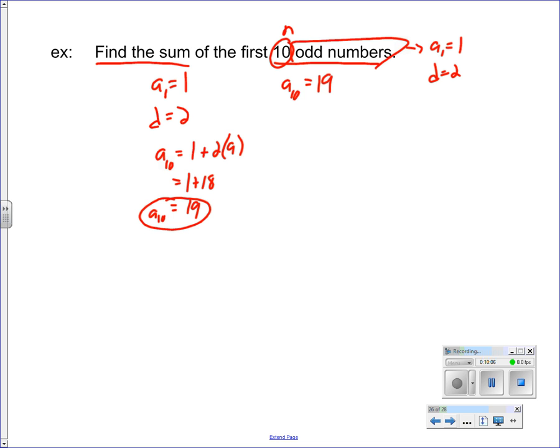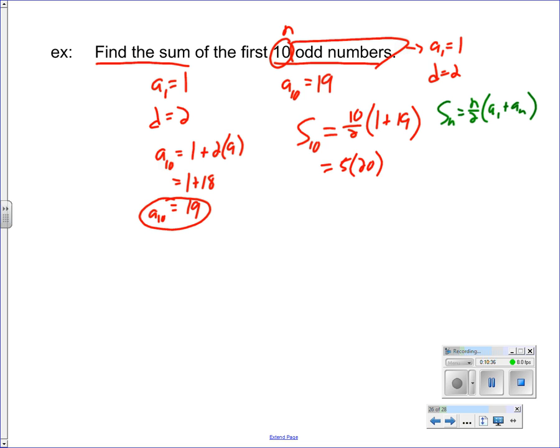Everything else now I'm going to be plugging into the formula. So find the sum of the first 10 terms, my notation S10. It's going to be 10 over 2 times (1 plus 19). And that comes from that formula on the previous page, Sn equals n over 2 times (a1 plus an). So we're just plugging everything in that we have. So 10 over 2 is 5, 1 and 19 is 20. This is 5 times 20, which is 100.